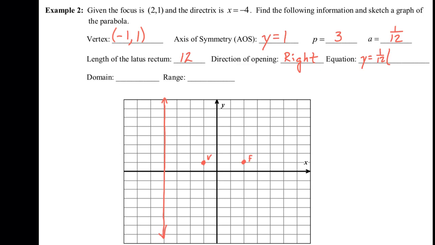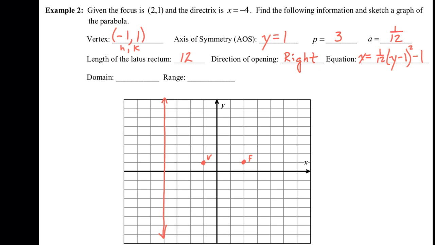I'm sorry, not y equals. This is going to be x equals because it opens to the right. 1/12 (y minus the k value). Now remember, your vertex is (h, k), so this would be (y minus 1) squared plus h, and since our h value is -1, that would be a minus 1 on the outside here.